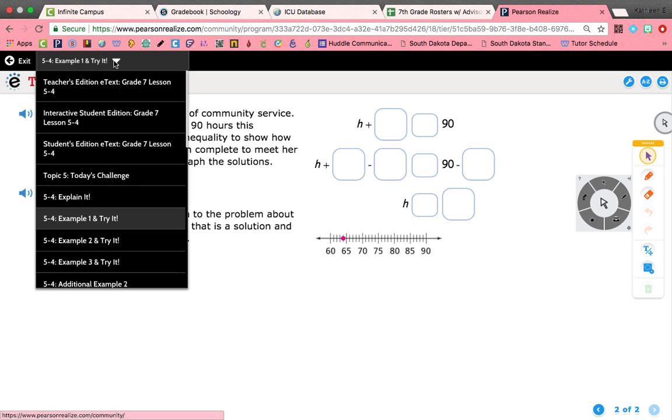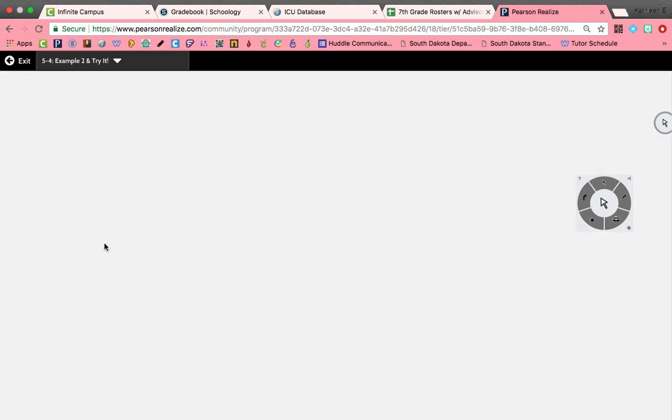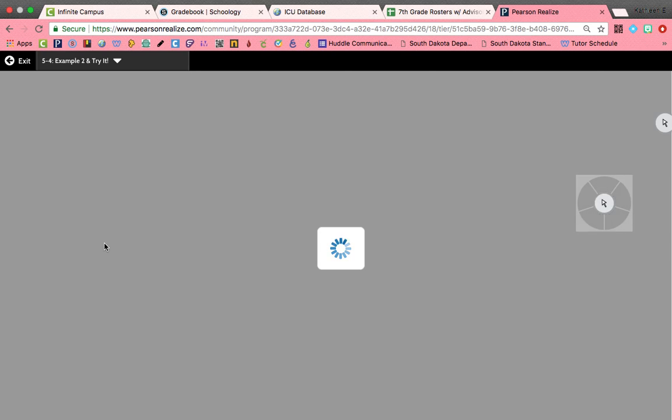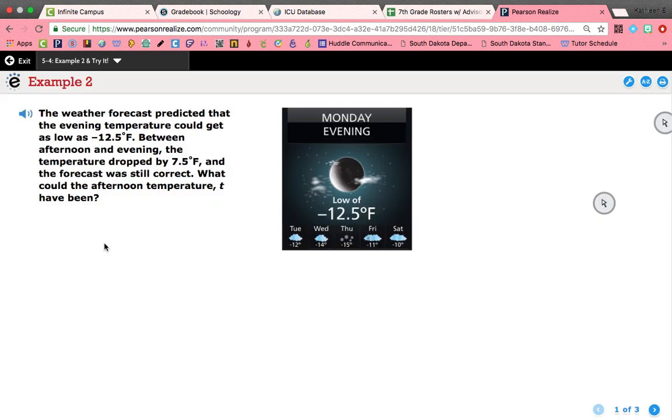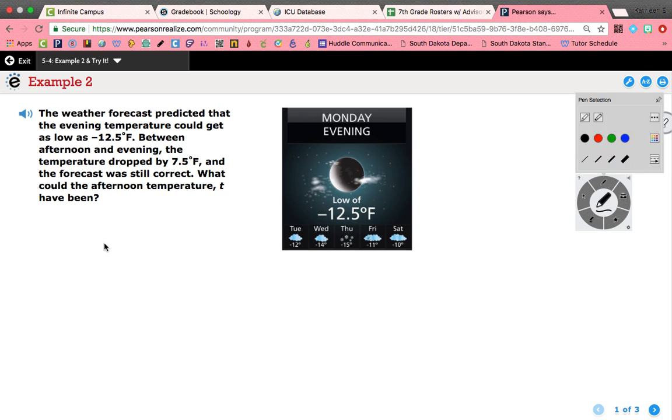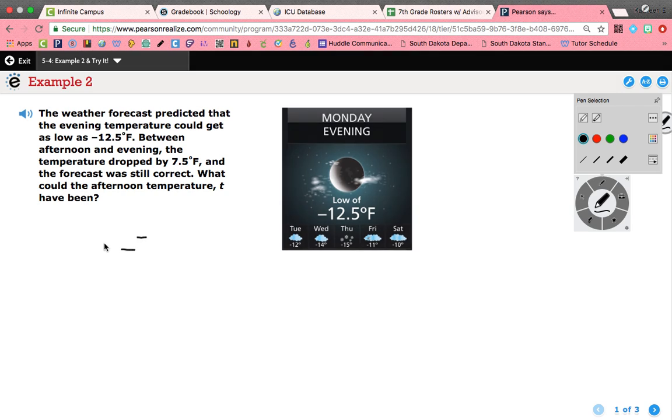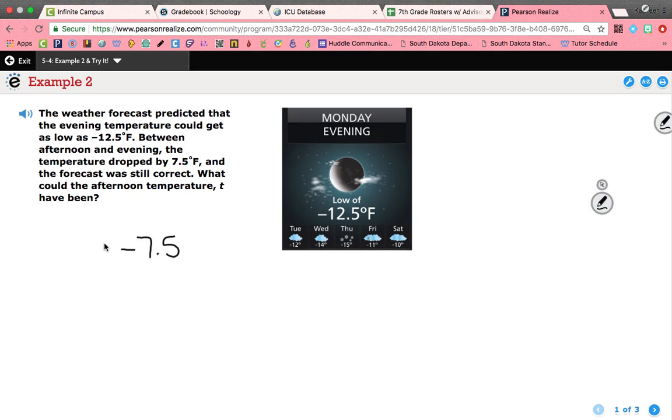So example 2 and try it. The weather forecast predicted that the evening temperature could get as low as negative 12.5. Between the afternoon and the evening, the temperature dropped by 7.5, and the forecast was still correct. What could the afternoon temperature, T, have been?